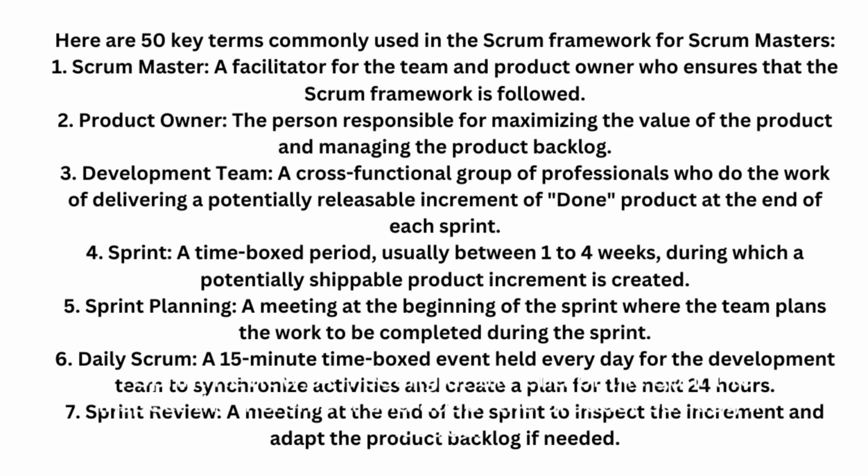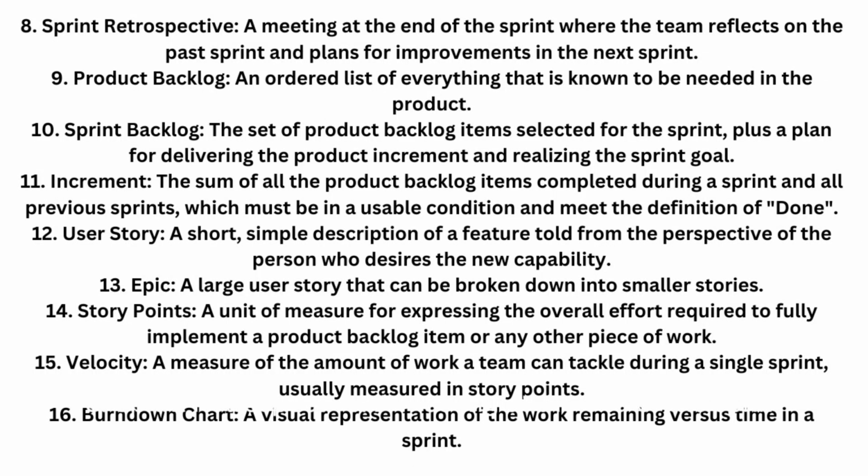7. Sprint Review, a meeting at the end of the sprint to inspect the increment and adapt the product backlog if needed. 8. Sprint Retrospective, a meeting at the end of the sprint where the team reflects on the past sprint and plans for improvements in the next sprint. 9. Product Backlog, an ordered list of everything that is known to be needed in the product. 10. Sprint Backlog, the set of product backlog items selected for the sprint, plus a plan for delivering the product increment and realizing the sprint goal.